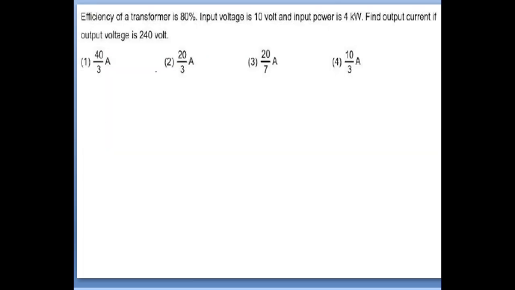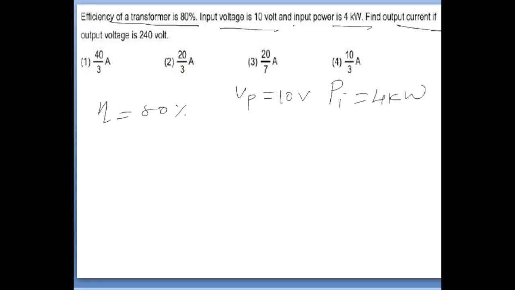Next one. This question is from the transformer. Transformer is always an important topic. You need to go through it. A very easy question is given: the efficiency of the transformer is 80% and the input voltage is given. V primary is 10 volt and the input power is also given, 4 kilowatt. Output current IS is asked. Output voltage is given. Just use the formula, efficiency equals P out by P in.